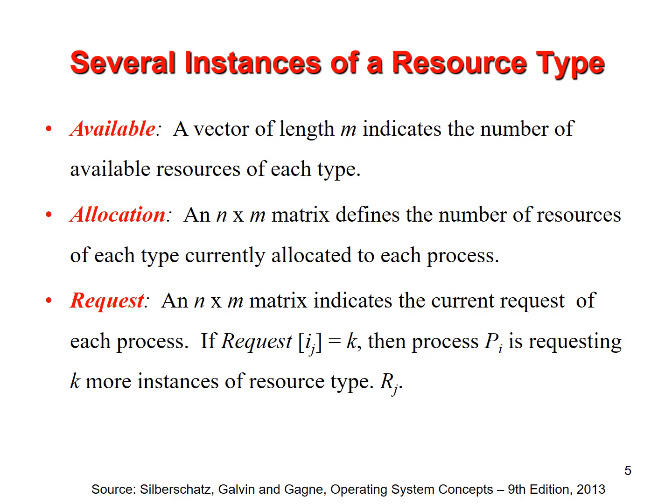In case several instances of a resource type are available, some data structures are used to find it out. Available indicates the number of available resources of each type. Allocation is an n cross m matrix which defines the number of resources of each type currently allocated to each process. Request is an n cross m matrix indicating the current request of each process. That is, if Request[i][j] is equal to k, then process Pi is requesting k more instances of resource type Rj.